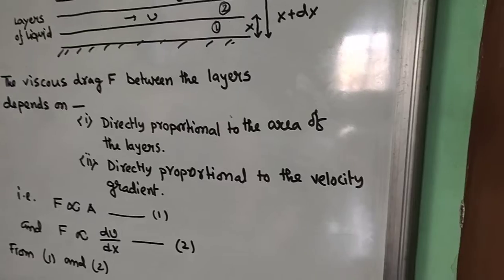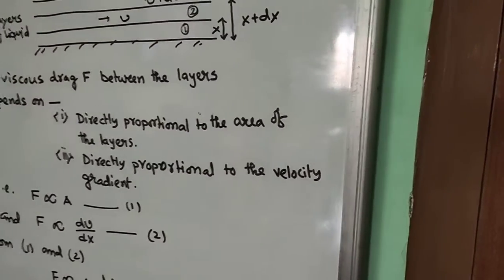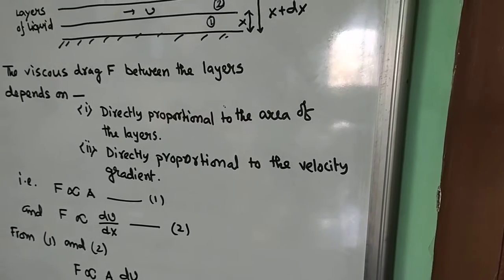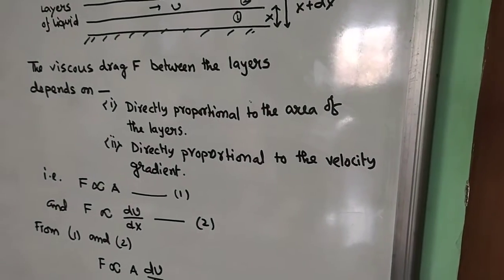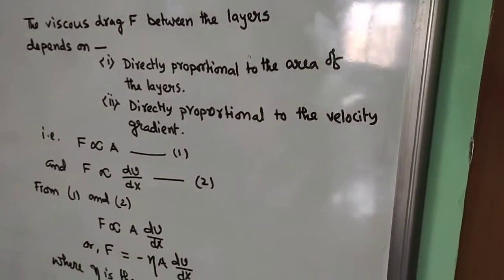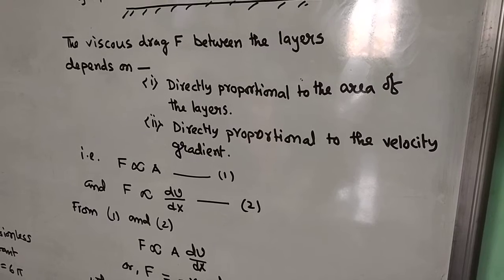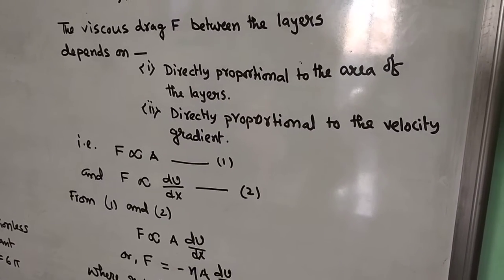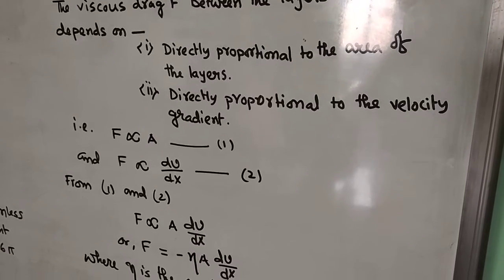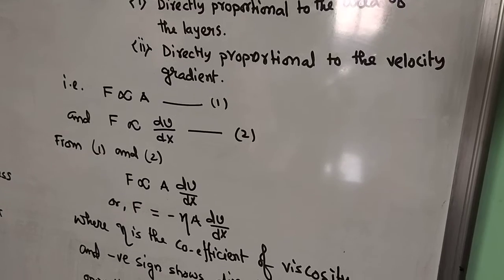Velocity gradient can be defined by dv/dx. So velocity gradient high means what? Change in velocity is high with respect to the change in distance. So F is proportional to A, the area, and F is proportional to dv/dx. dv/dx is nothing but the velocity gradient, the change of velocity with respect to distance. So from 1 and 2, F is proportional to A dv/dx.